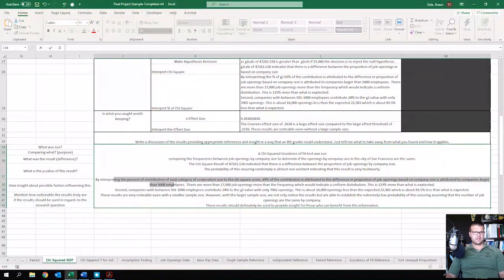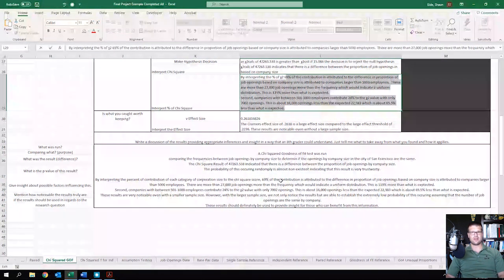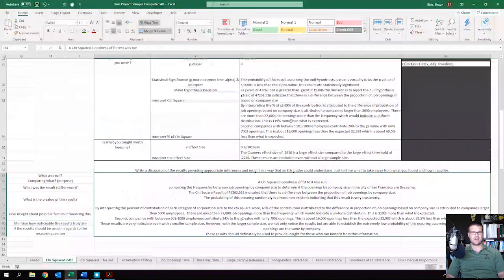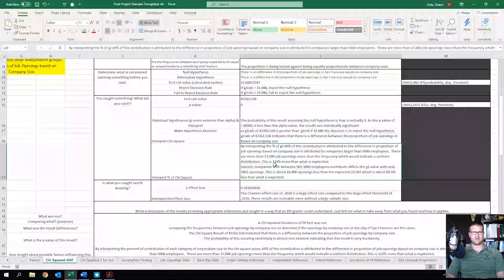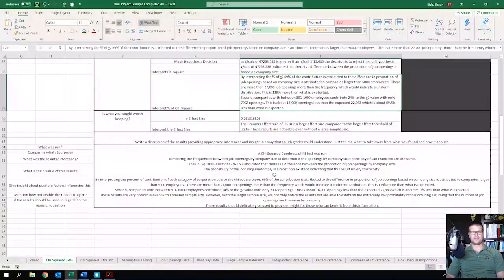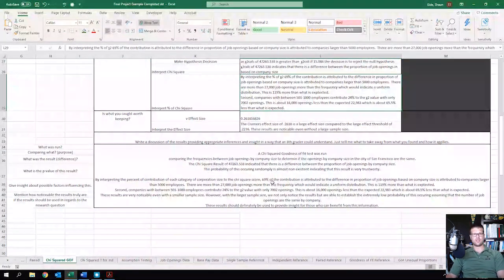Next, by interpreting the percent of contribution of each category of corporation size to the chi-squared score, I literally just copied and pasted directly from here into here, because I already wrote it really well up here, so there's no point in rewriting it. A lot of what you're doing is just taking what you did up here and rewording it in such a way that it's really easy to understand down here.